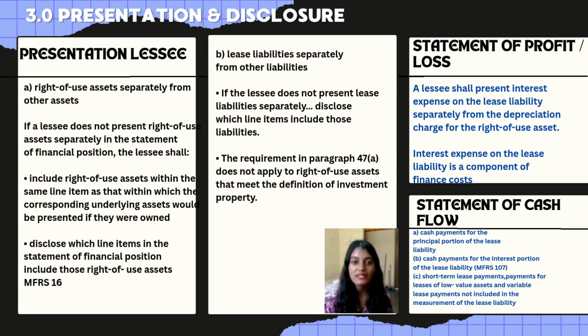Let's start with presentation for lessee. First, in the statement of financial position, a lessee must show right of use assets separately from other assets. If they are not shown separately, the lessee must clearly disclose which line items include these assets. Next, lease liabilities should also be shown separately from other liabilities. If not, the lessee must mention which line items include those liabilities.